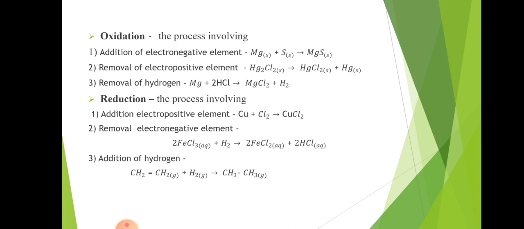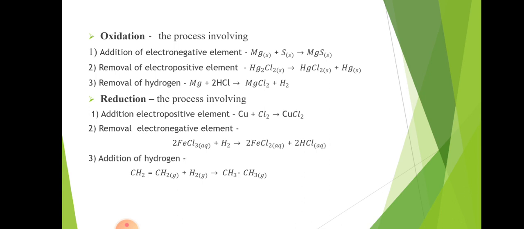magnesium, which is a solid, combines with sulfur, which is an electronegative element. That is, magnesium combines with, or there is addition of, an electronegative element, sulfur, and forms MgS. This is a process involving addition of an electronegative element, that is sulfur.